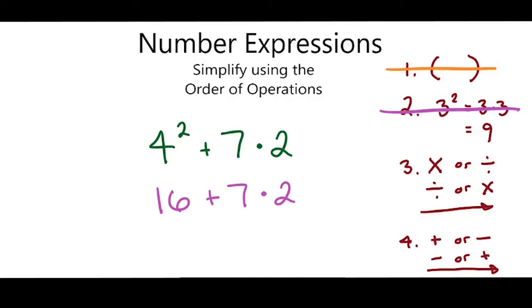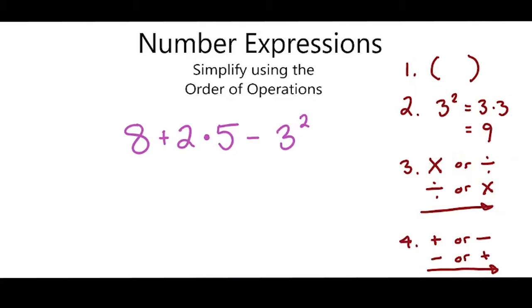So now I look to see if there's any multiplication or division. And I see that right here I have multiplication. So I have to do that before I can do any addition or subtraction. So now I have 16 plus 7 times 2 is 14. All right, so I have done the multiplication and division step. Now all I have left is addition. So I'll do my 16 plus 14, and that's 30. So the value of this number expression is 30.